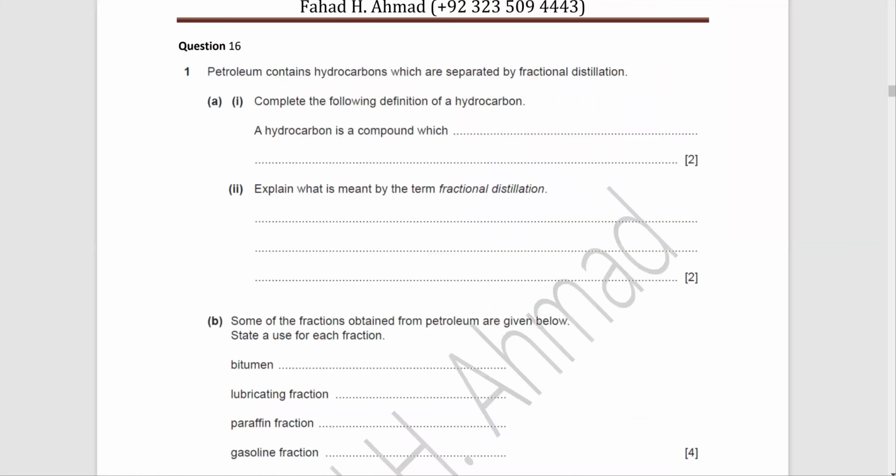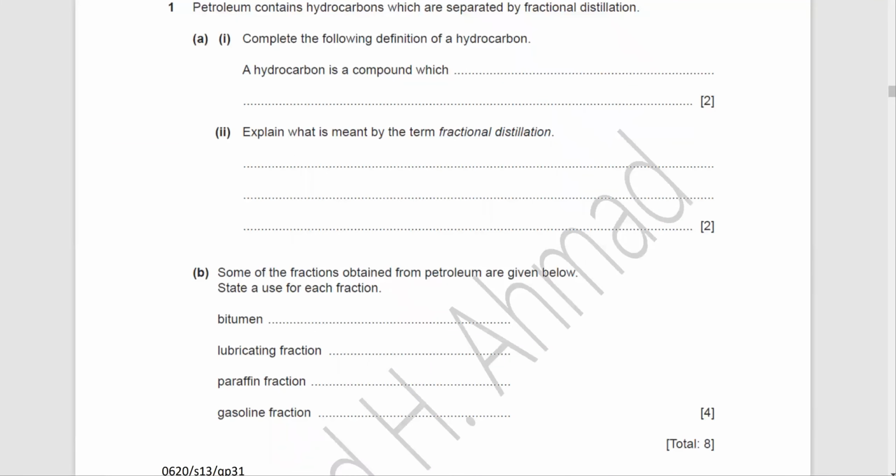So this one, complete the definition of a hydrocarbon. Explain what is meant by the term fractional distillation. So how would you describe a hydrocarbon? It's a two-mark question, and it's a very simple definition. I mean, the name itself is the definition.